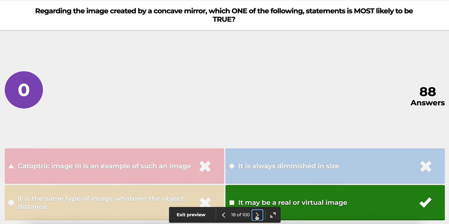Catoptric image 3 is an example of an image produced by the convex mirror, as the image formed by the concave mirror can be of the same size, or diminished, or increased in size. This will be dependent on the location of the object. So it is not the same type of image whatever the object distance, but the distance can make the image either real or virtual. As you can see here, it may be real or virtual. This is the right answer.